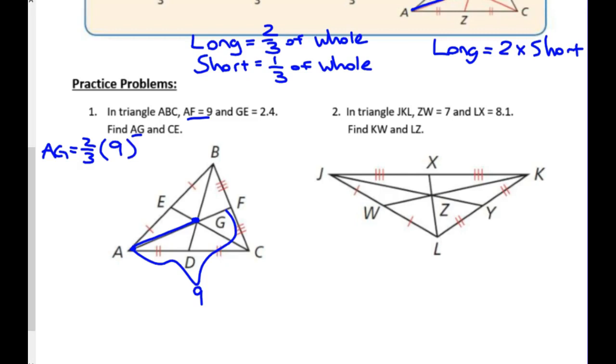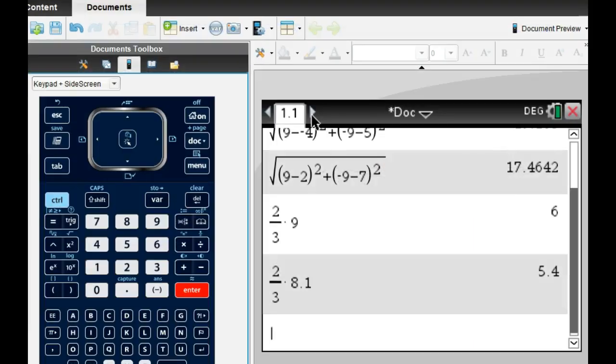Okay, so off to the left, you can write that down. AG equals 2/3 times 9. Now this might turn into mental math, which in this case is fine. I don't mind. We're not setting up equations, but when we need to set up equations, we do that, right? So 2/3 times 9. If I go to my calculator, I did it earlier.